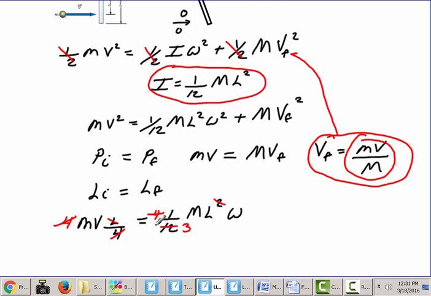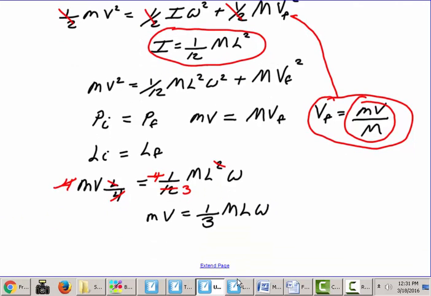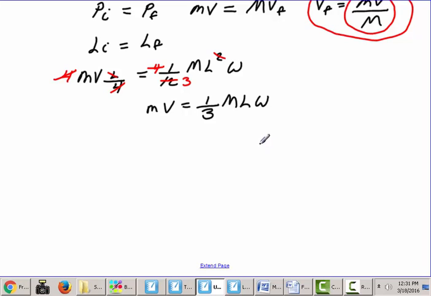So when I rewrite that, do I not get mV is equal to, let me clarify, that's little m, I don't want to get confused about big M. Little m times V is going to equal 1/3 big M times L times omega. From this equation, I'm going to solve for omega. So can I say that omega is going to equal 3 little m V over big M L.